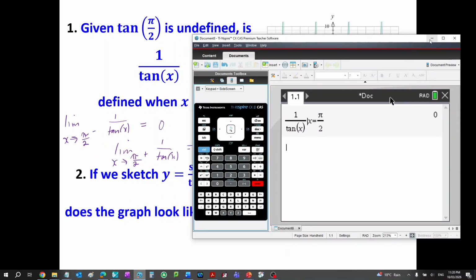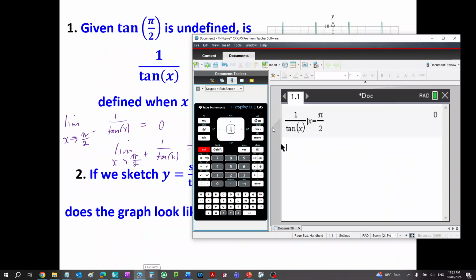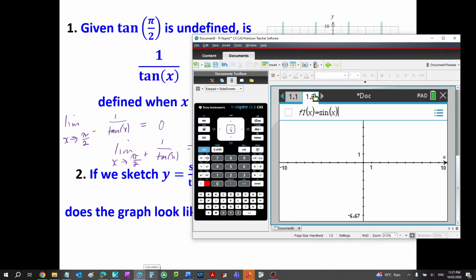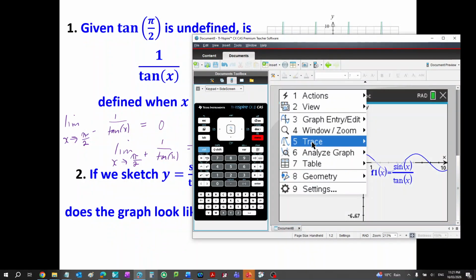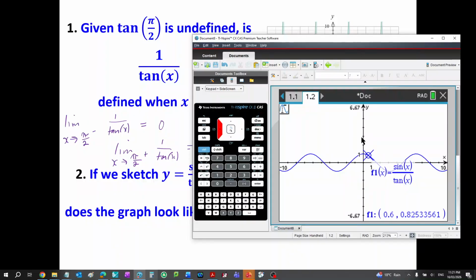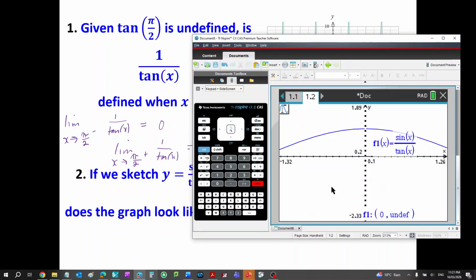So that's interesting. Now, this last one, if we sketch y equals sine x on tan x, what does the graph look like at x equals 0? Because if we look at this, tan of 0 is 0, so we can't divide by 0. But what does the graph look like? Do a quick graph. This is going to be sine x over tan x. When x equals 0, it kind of looks like that. But if I trace my graph when I get to 0, it's actually undefined there. Interesting. Let me just zoom in here. Have a look at this. It kind of looks like as if it's there, but when I try to go there, undefined. And so this is a hole in the graph.